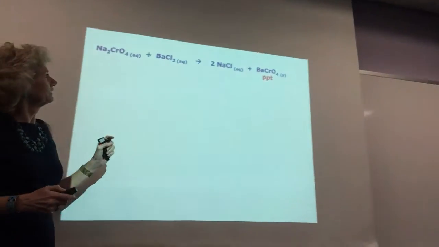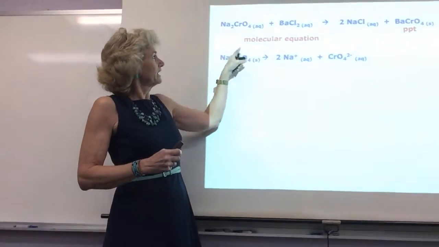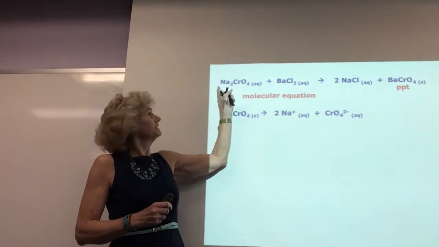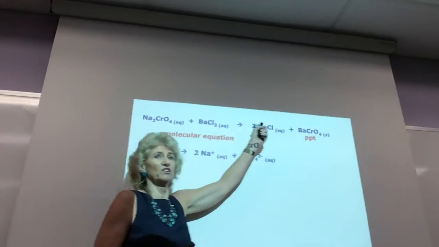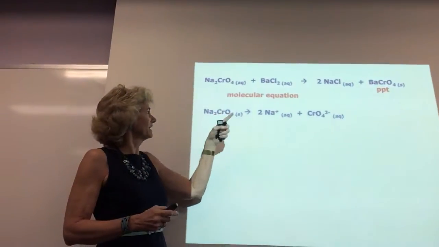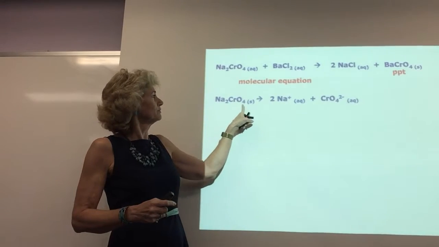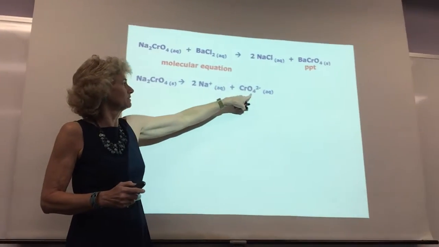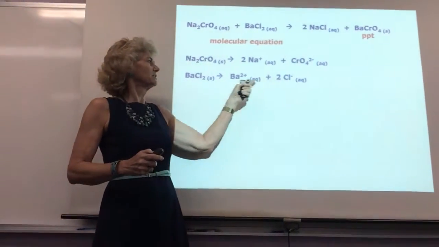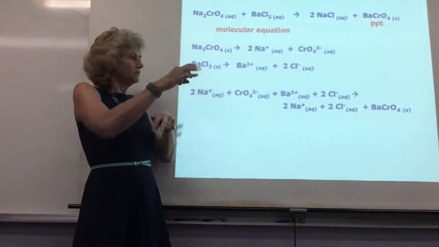Well, all we really care about is the NIE, the net ionic equation. But this is the whole molecular equation. So if you're still new at this, go ahead and write that all out. But what's really happening is the sodium chromate is dissolving into two sodium ions and one chromate ion. Barium chloride does the same. And then all of them are in the beaker.